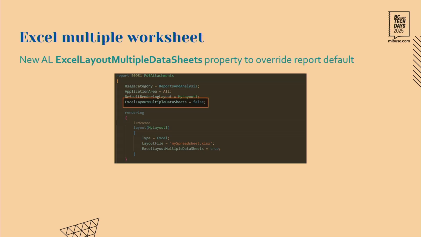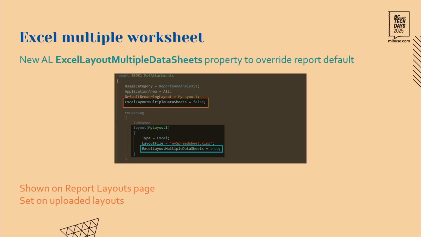But for those who know, you might be wondering, well, but that already existed. And that's correct, because it existed, but it was only for the report object. Now we introduced it for the layout object as well. So now every layout can override the report default value. And this is also available and visible on the UI. So every layout might have different needs, and then you can specify whatever you want.